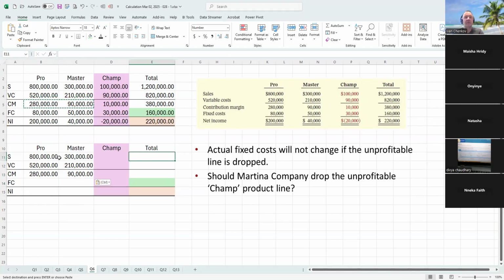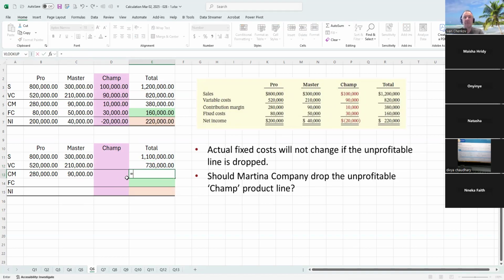Now for the fixed cost, we're going to do something else. We're not going to get this calculation for the fixed cost. So now my total sales will be $100,000 less. Why? Because I eliminate this one. My variable cost will be $90,000 less. Why? Because I eliminate this one. My contribution margin is going to be this one plus this one. It's going to be 370. As you can see, I'm losing 10,000 on contribution margin because I eliminate this product. Make sense?